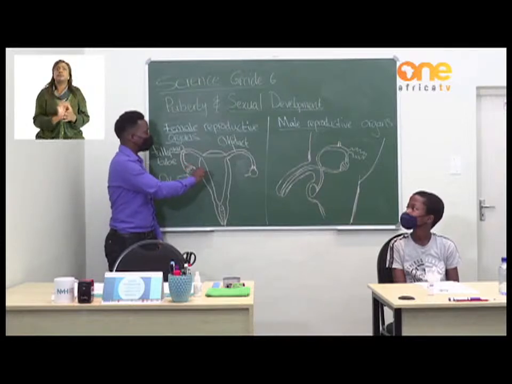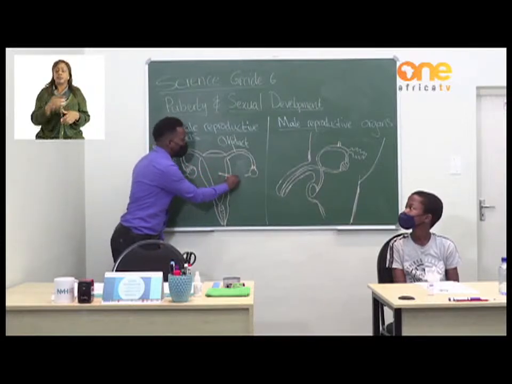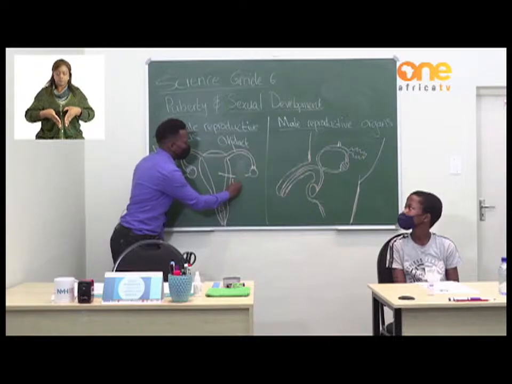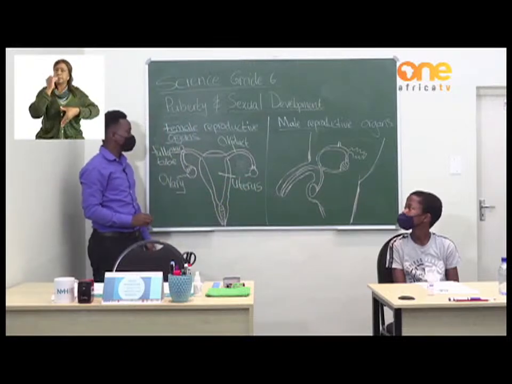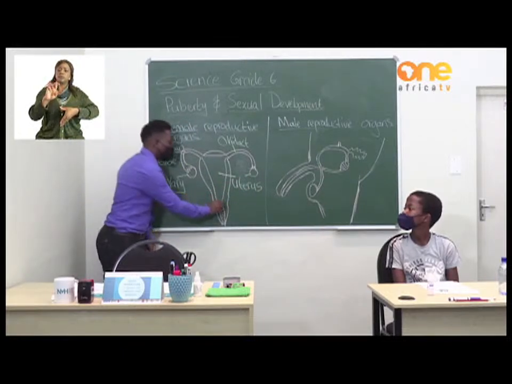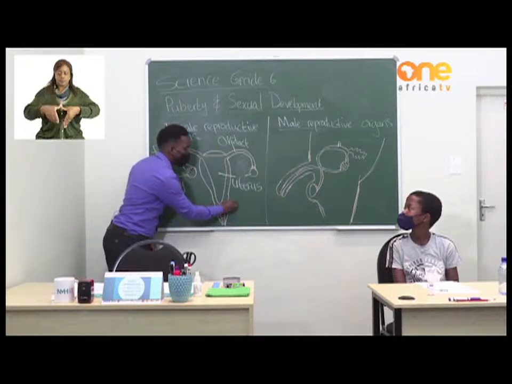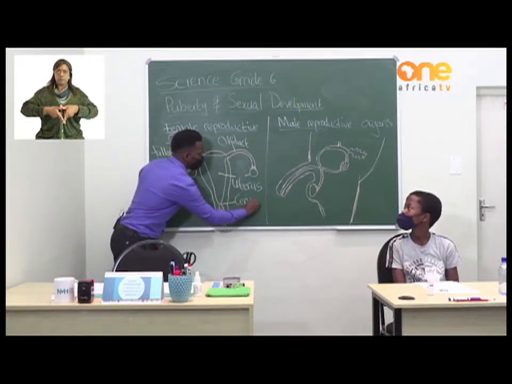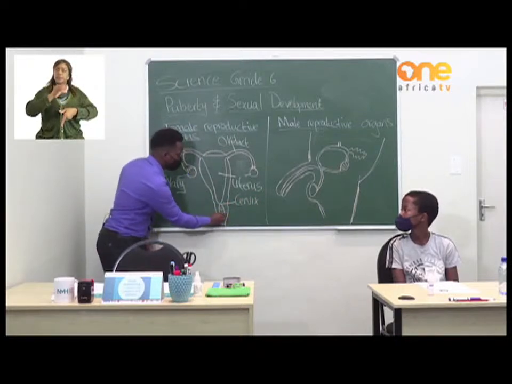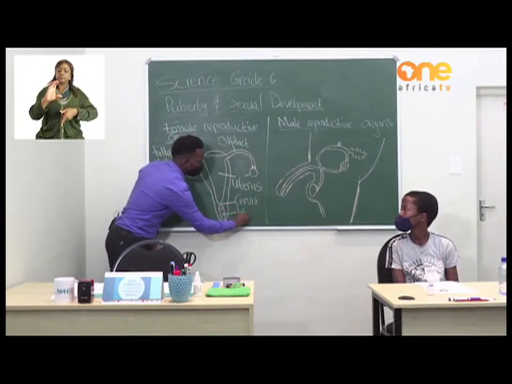Okay, the next structure we are going to label is right here, and we refer to it as the uterus. From the uterus we have a structure responsible for closing and opening known as the cervix. And from the cervix we have the vagina.